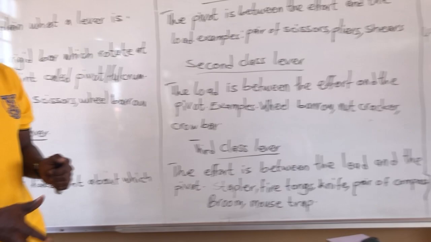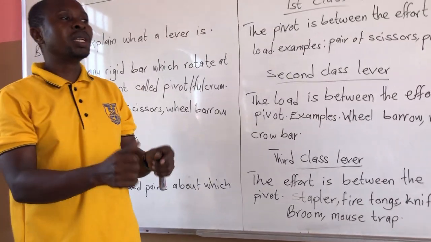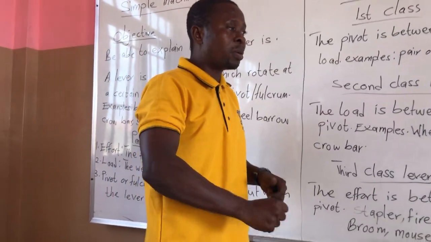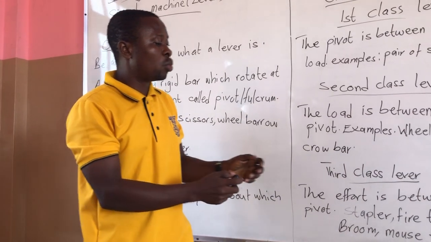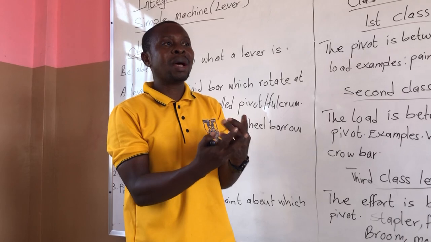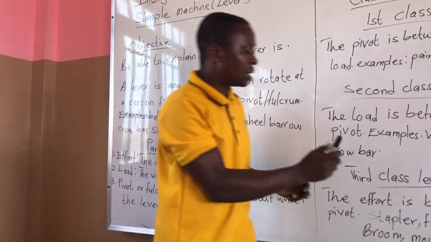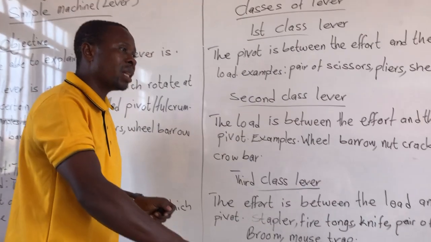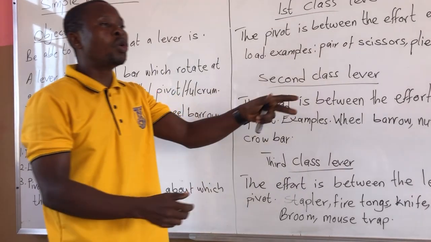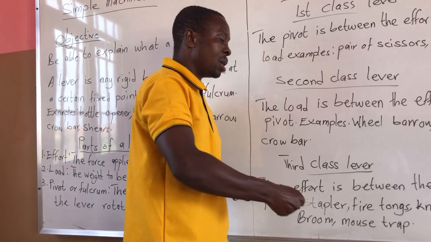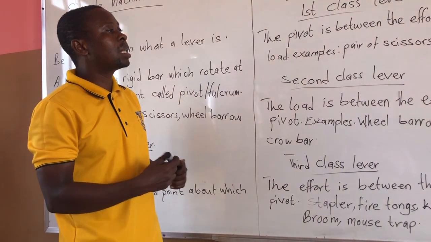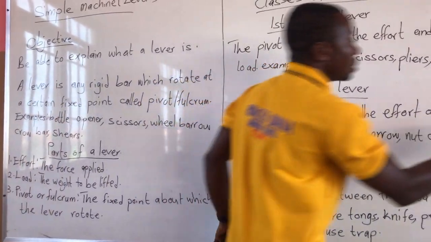You can see that when you want to use the stapler, you hold the middle before pressing it, before the pin will be able to go into the paper we are stapling. So it's an example. When you hold it, you see that the effort is between the load and the pivot. You have to press the middle to hold.